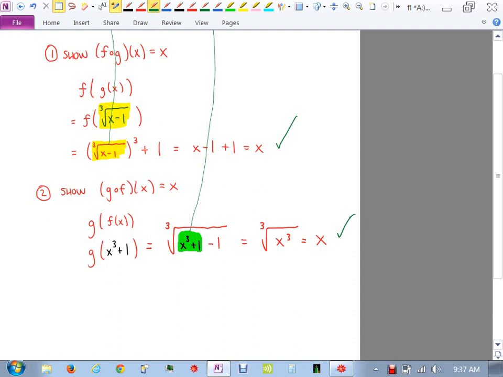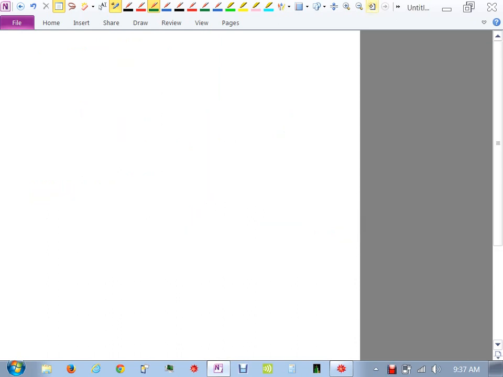Four? Which part of it? The verification or? Okay, tell me what you want to tell me what you think you got for the inverse? For your inverse, it would be x plus 1.